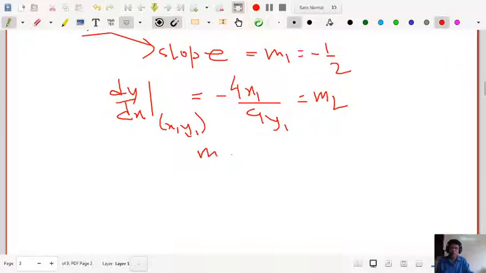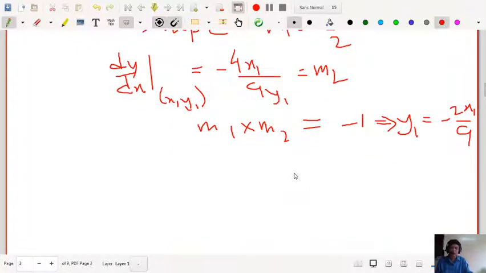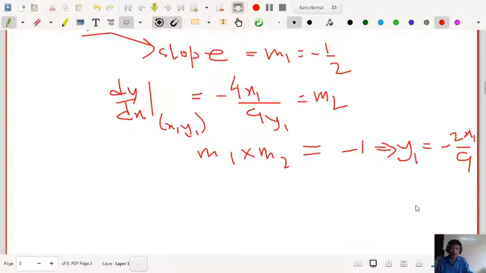Because it is from the question, if it is parallel, then m1 equal to m2, but if it is perpendicular, then m1 into m2 equal to minus 1. So that will give you a relation between y1 and x1. So y1 equal to minus 2x1 by 9. Okay, now this is relation 1.